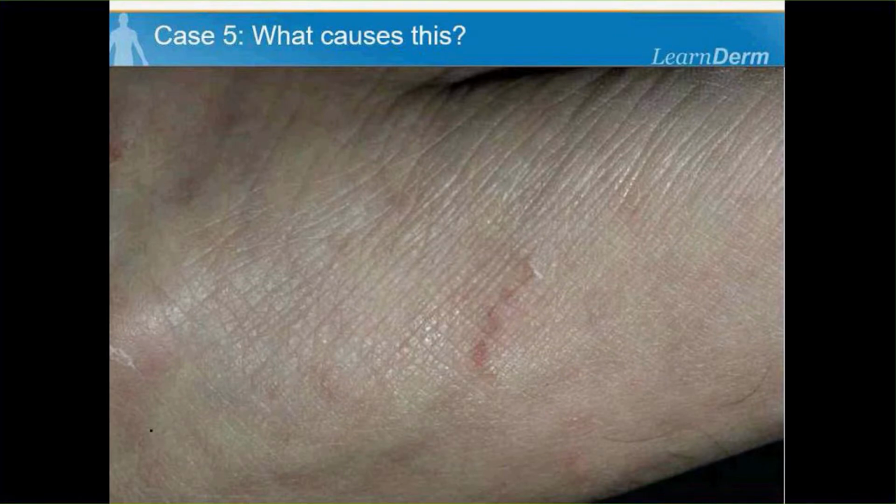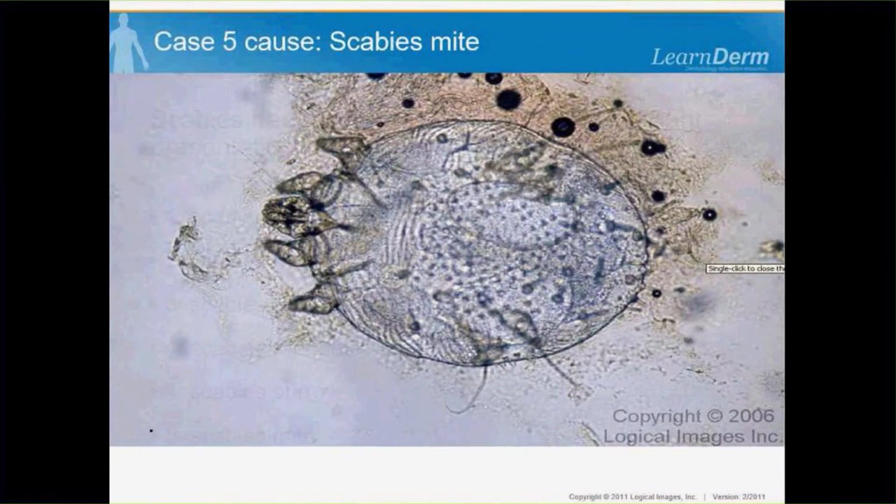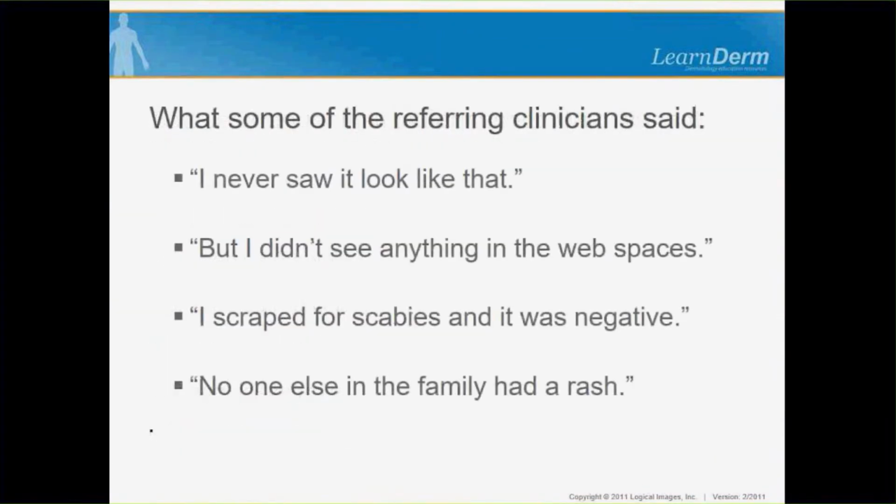This is the classic burrow, but you see I'm not showing you a picture of the web space. When a patient says they're very, very itchy, the first thing to do is look at their wrists and their web spaces. If you don't find anything, look on the side of the feet, the ankles, the margin of the soles, looking for the burrow. So there's the mite.